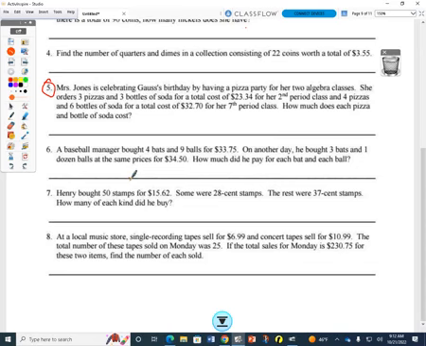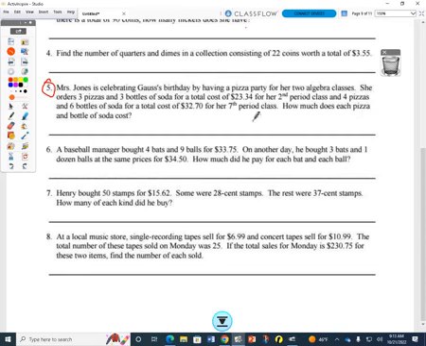Mrs. Jones is celebrating Gauss's birthday by having a pizza party for her 2 algebra classes. She orders 3 pizzas and 3 bottles of soda for a total of $23.34 for her second period class, and 4 pizzas and 6 bottles of soda for a total cost of $32.70 for her 7th period class. How much does each pizza and bottle of soda cost?